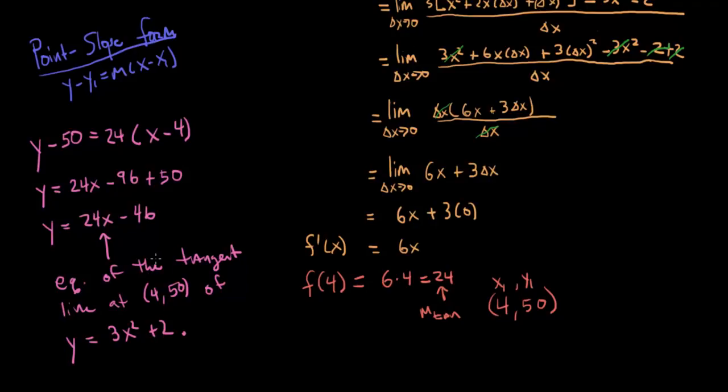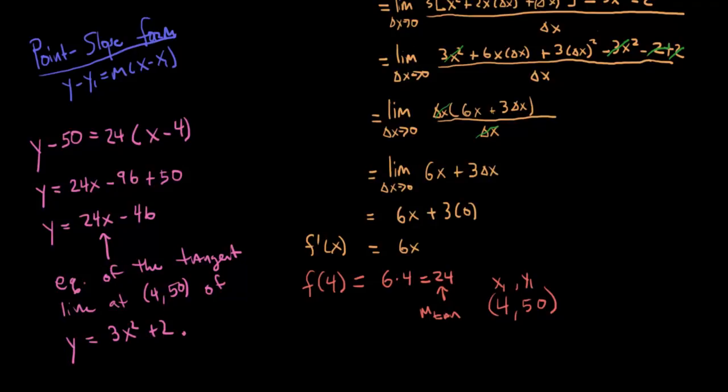Now, let's look at this answer. Let's see if we got the right answer and see if it makes sense. So here's our original function. Here's our, nope, that's not our original function. That's the slope of our tangent line. Okay, here's our original function, so 3x squared plus 2.